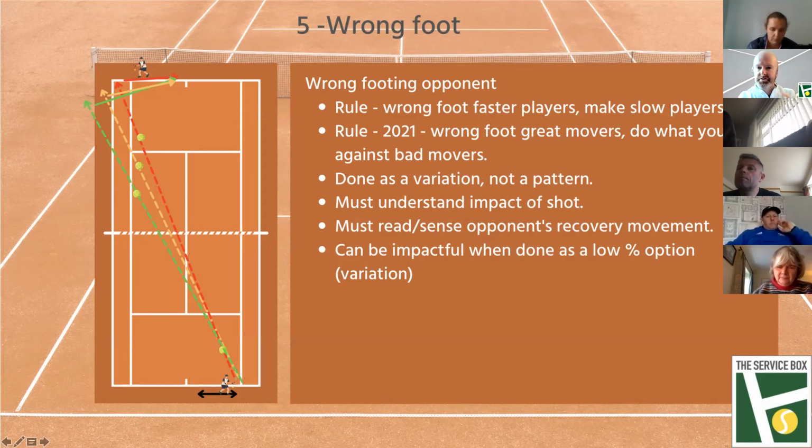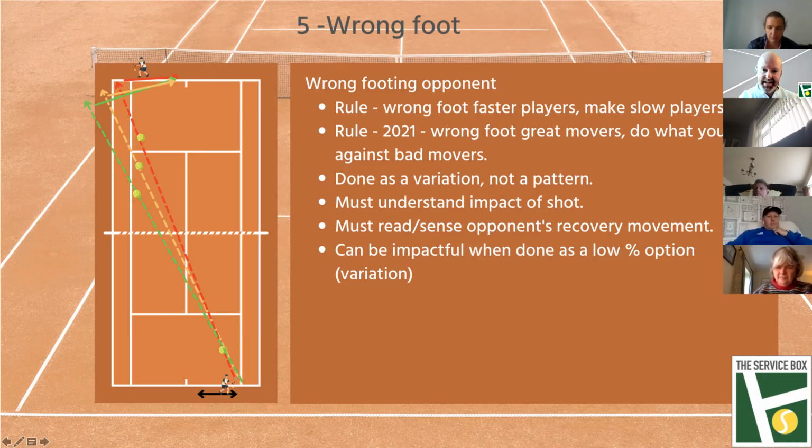Typically, the old school rule is you look to wrong foot faster players and you make slow players run. My updated version is wrong foot great movers and do what you bloody well like against bad movers. So there's no reason why you can't wrong foot a bad mover. The reason I put great mover in, I alluded to it earlier about the agility, is that if someone is fast, quite often if they're under duress, they will recover very, very fast. So you make them change direction. I've got one great example of Rafa doing it to Novak.